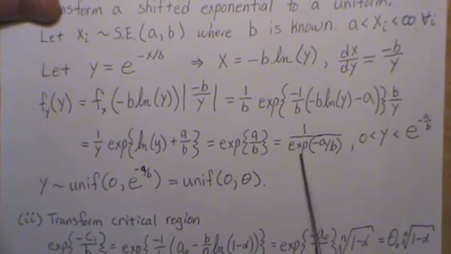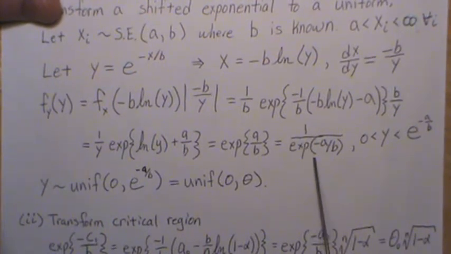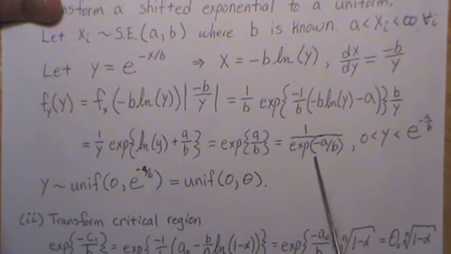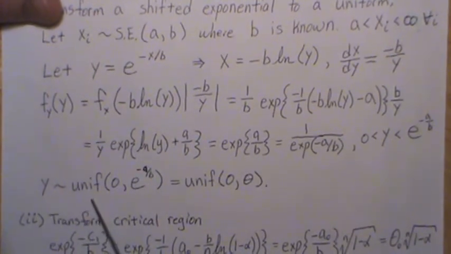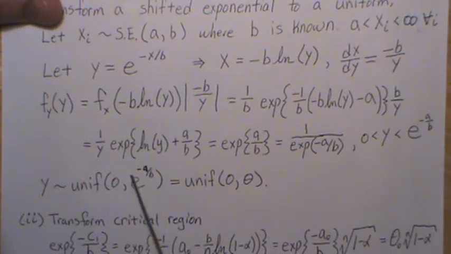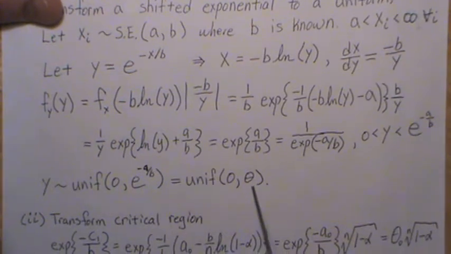So notice this is constant, right? In regards to y, there's no y here. It's constant. So that's a uniform random variable from 0 to this constant. But notice that b is known, e is known, a is not. So this is an unknown value. Let's just reparameterize and call it theta. So this y is uniform from 0 to theta.